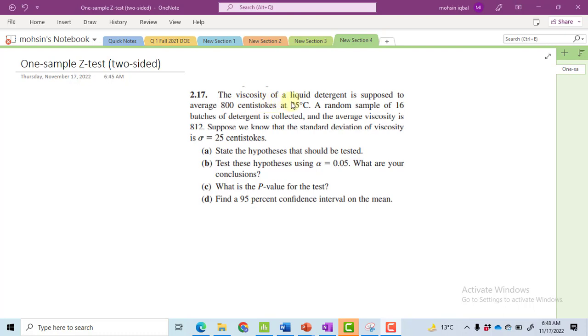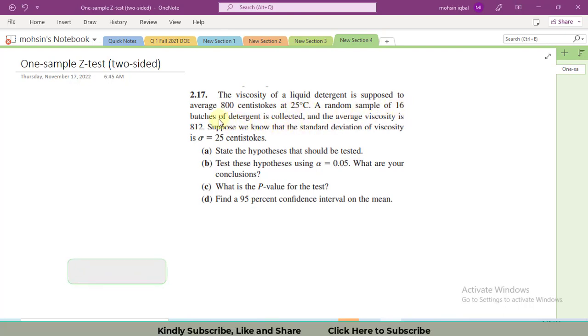The viscosity of liquid detergent is supposed to be on average 800 centistokes at 25 degrees centigrade. A random sample of 16 batches of detergent is collected and the average viscosity is 812. So our stated value, or mu naught value, is 800 centistokes, whereas the value which we got from our sample is 812, and it is said to be y bar in the sample. Suppose we know that the standard deviation of the viscosity, sigma, is equal to 25 centistokes.